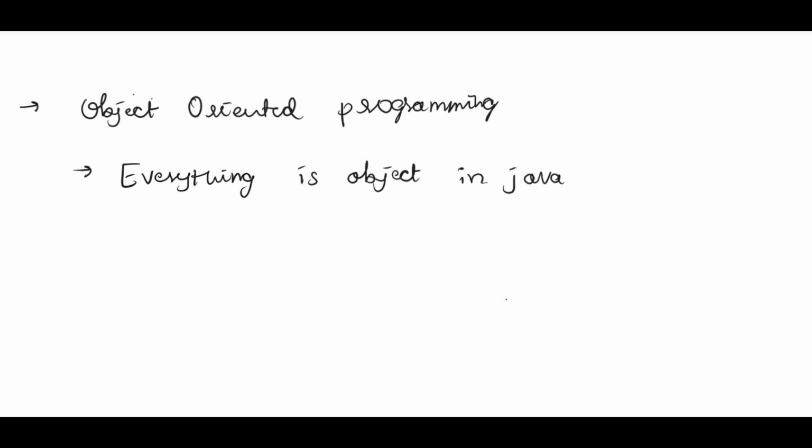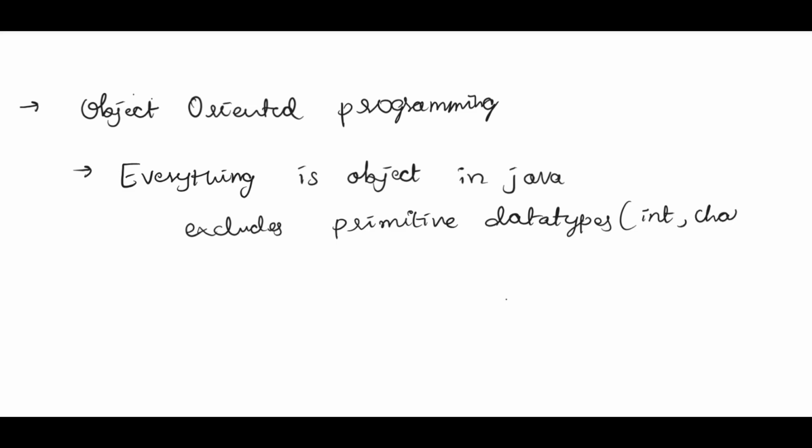But it excludes some primitive data types. So they are not objects. For example, we have data types like int, char, etc. So these are primitive, but the remaining things are objects. Everything is an object in Java.